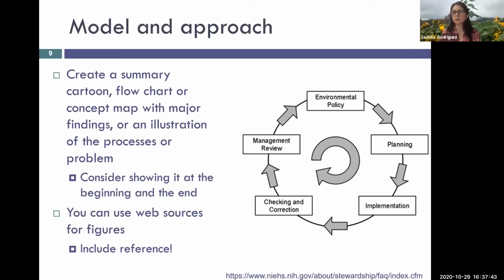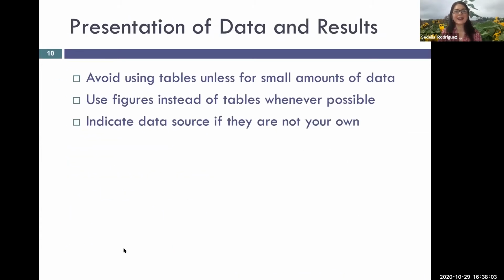Also consider showing this at the beginning and at the end of your presentation so that it really gets cemented in the audience's mind. And you can use web sources for figures, but always include references if you're going to be doing that. All right. If I'm going too fast, let me know.